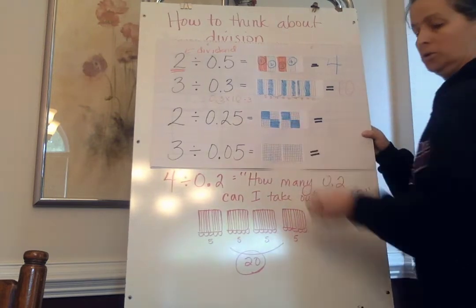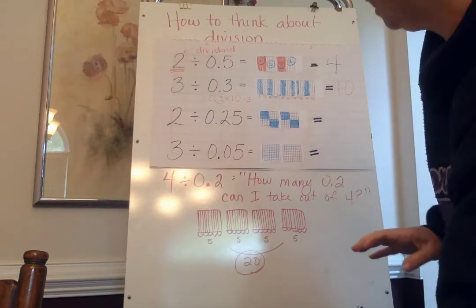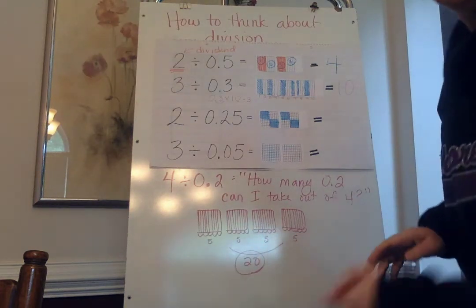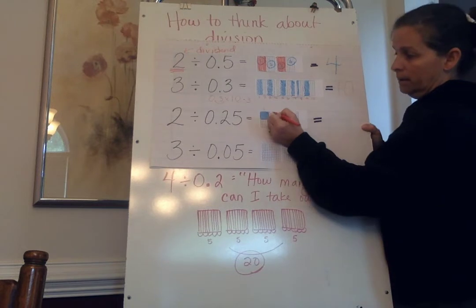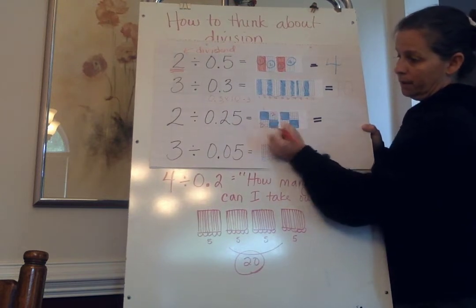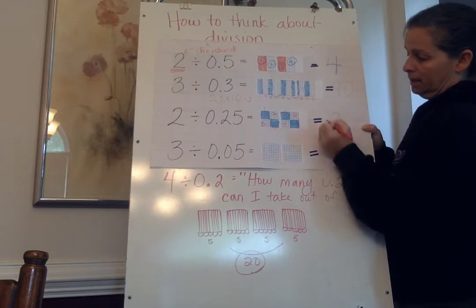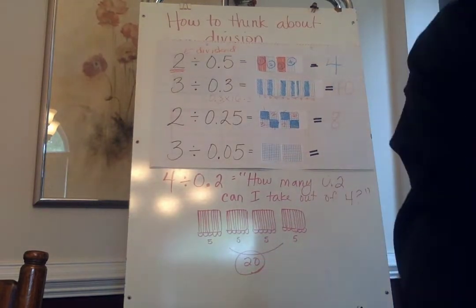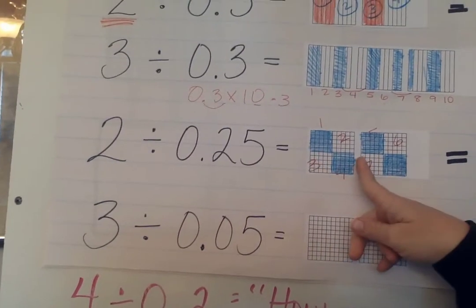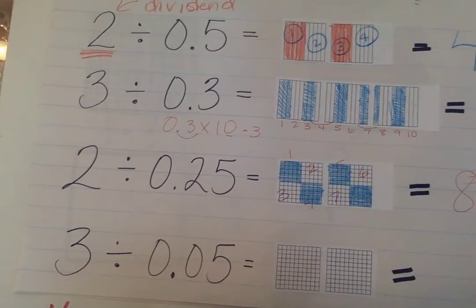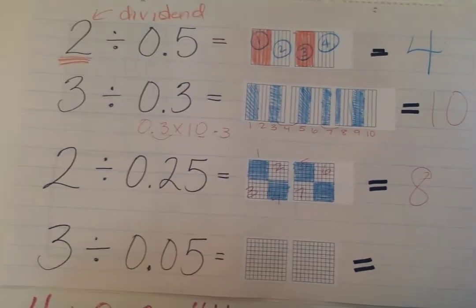There's 25 hundredths. So altogether, how many 25 hundredths can I get out of 2 wholes? 1, 2, 3, 4, 5, 6, 7, 8. 8. So those 25 hundredths are shaded in. I can get 8 25 hundredths out of 2. There we go. 1, 2, 3, 4, 5, 6, 7, 8.